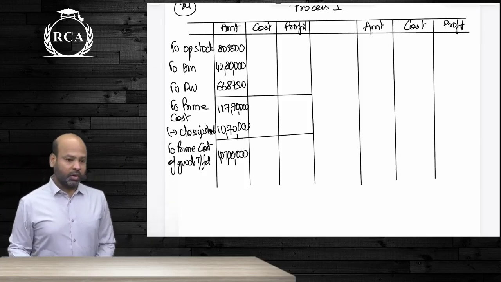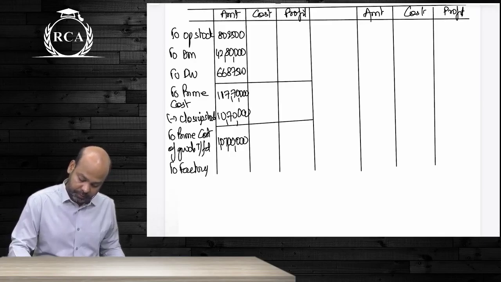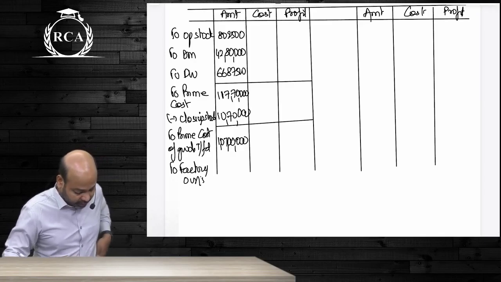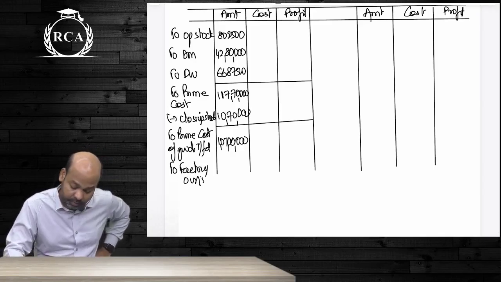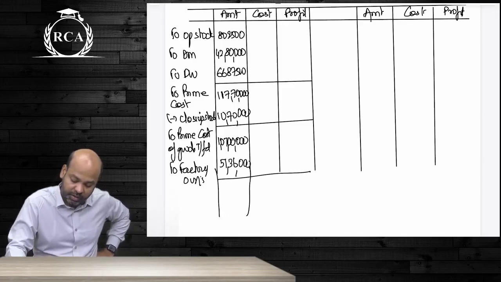Once you get that 1 crore 7 lakhs, guys, what next beta? You'll write to factory overheads. What is the amount, guys? 51 lakhs 36,000. If you add these two beta, you will get final cost of goods transferred. How much will be the cost of goods transferred?